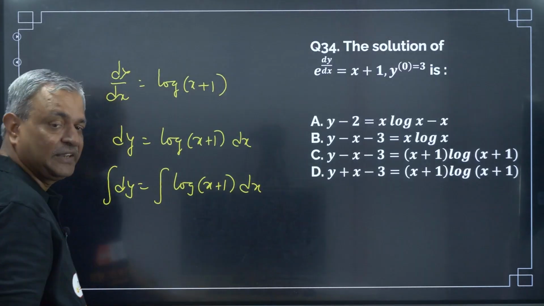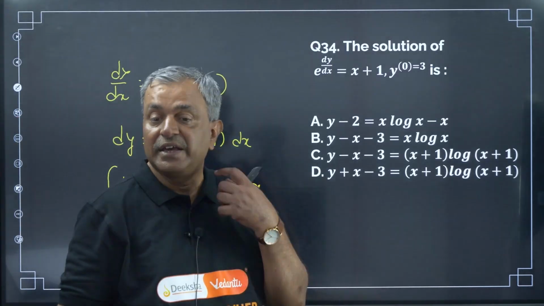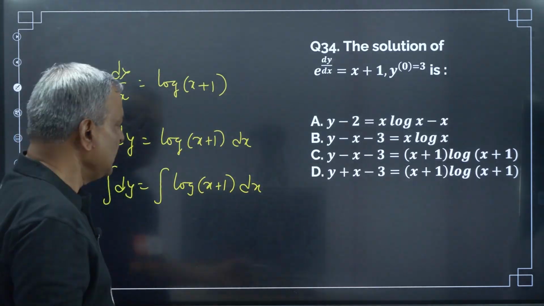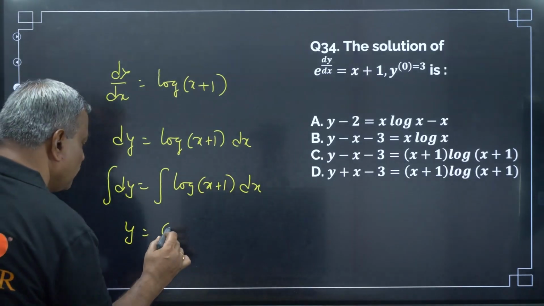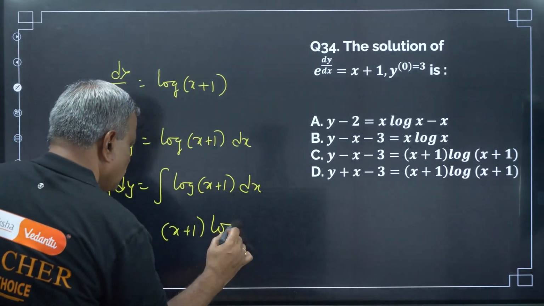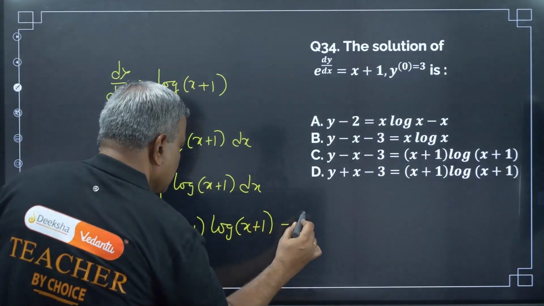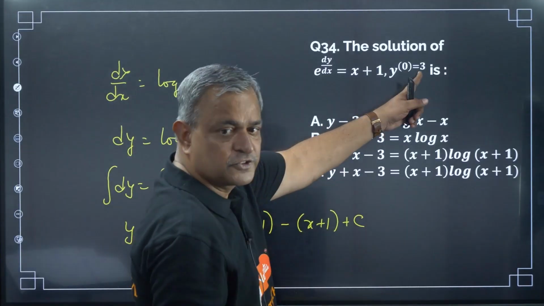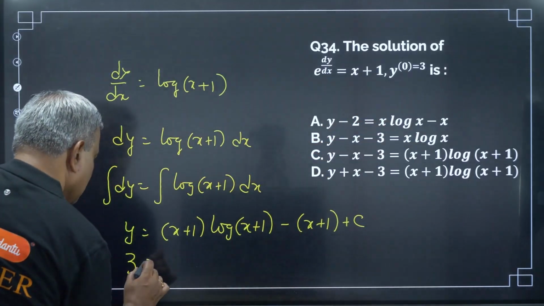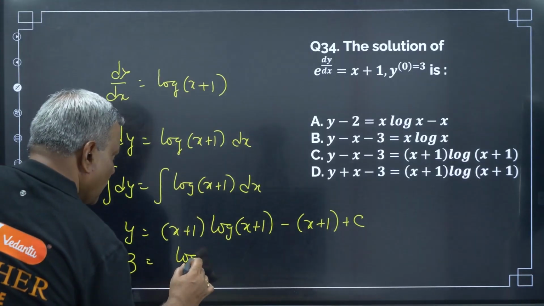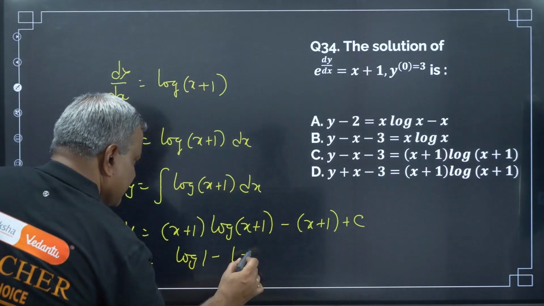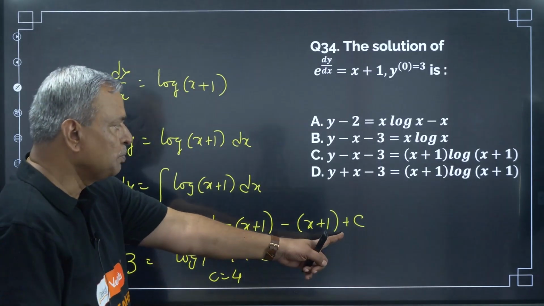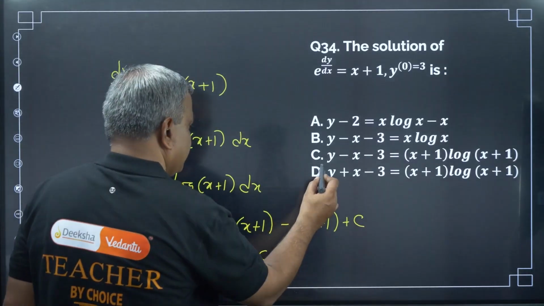Here you have to save time. You must know the integration of log x. Integration of log x is x log x minus x. If you remember, it takes hardly any time. So y is equal to (x plus 1) log of (x plus 1) minus (x plus 1) plus c. They gave you x equal to 0, y equal to 3. At x equal to 0, you get log 1 minus, so 3 equals 0 minus 1 plus c, you get c is equal to 4. Putting c equal to 4 back in, you get option D correct.